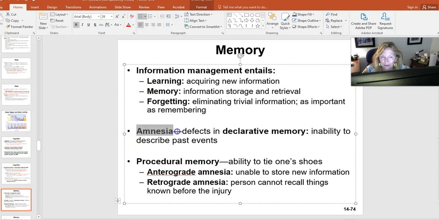Amnesia is the inability to actually recall something of past events, and it can be anterograde, which means that you can't store any new memory, so you have short-term memory loss. You might not remember if you brushed your teeth that morning, or if you had breakfast already, or if you already took a shower. So you can't recall any recent memories. And some is retrograde. So retrograde amnesia is going to be that you can't recall things from the past.